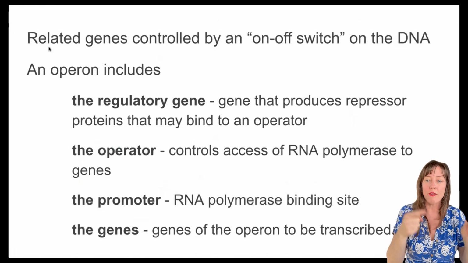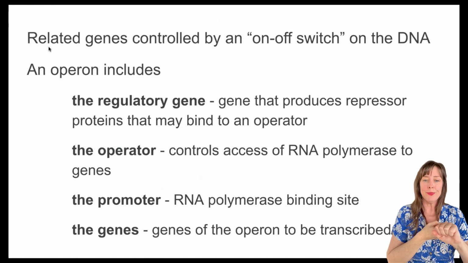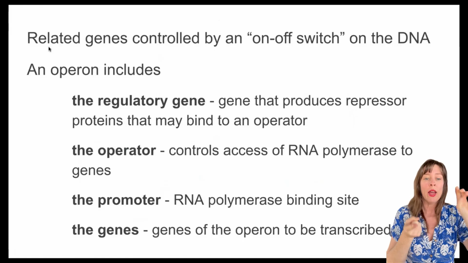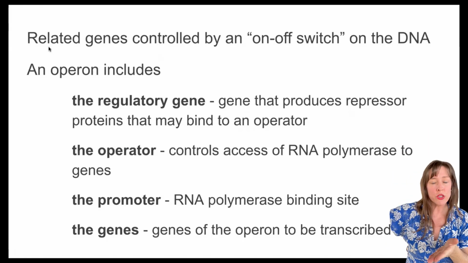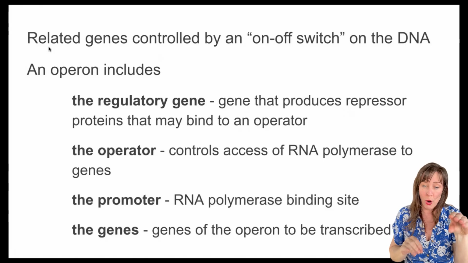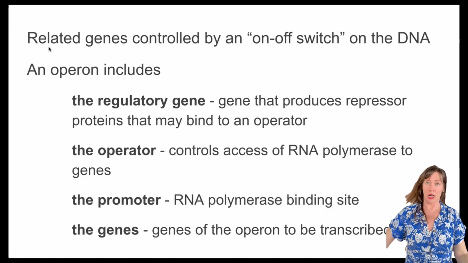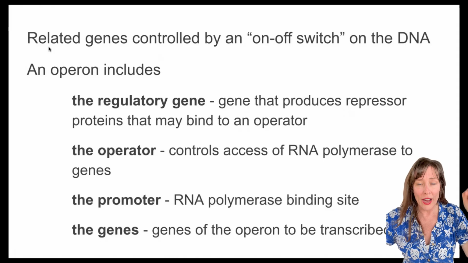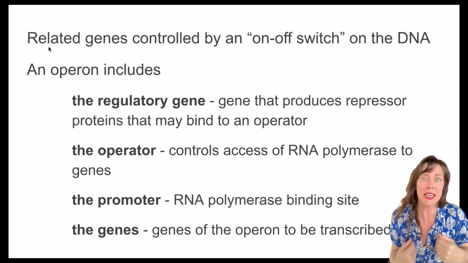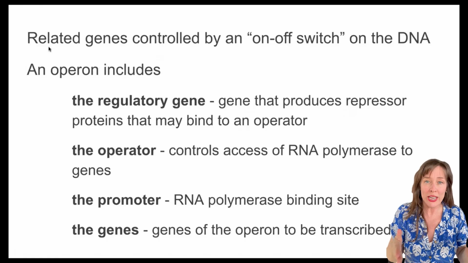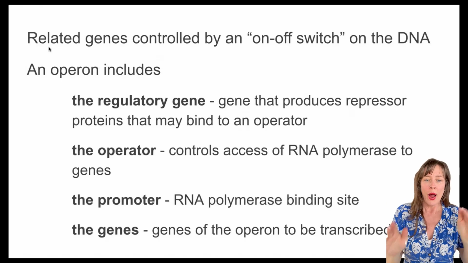An operon is always going to have a regulatory gene that produces a repressor, an operator that allows the RNA polymerase to come and do transcription, a promoter, which is kind of like the guy at the airport with those yellow lights saying, okay, here. The promoter's like, hey, come on over here, let's get transcribing. And then the gene, which is the thing that we need.